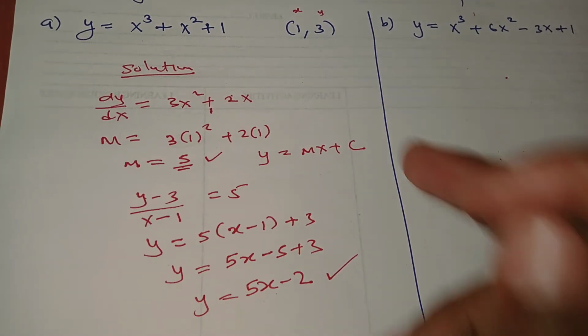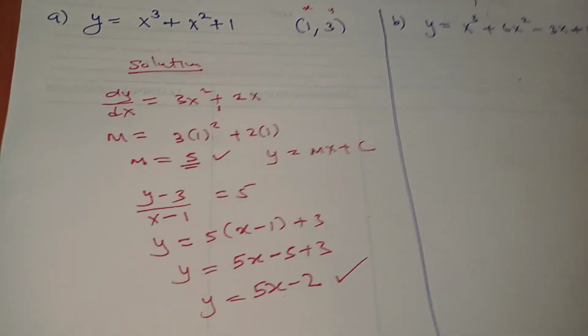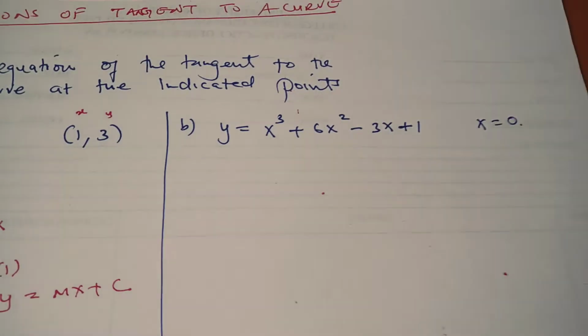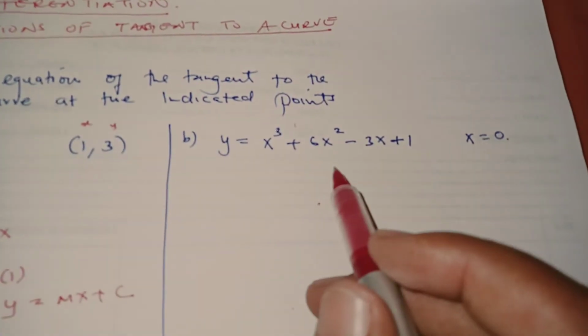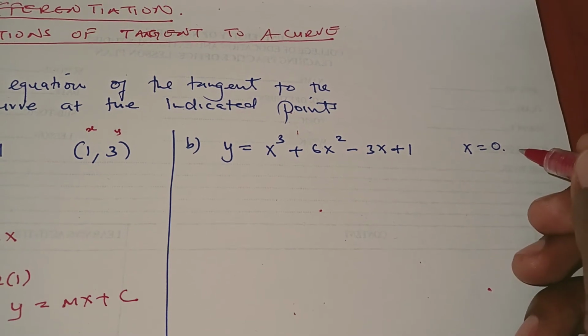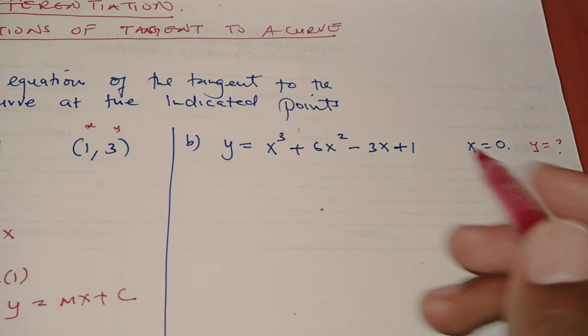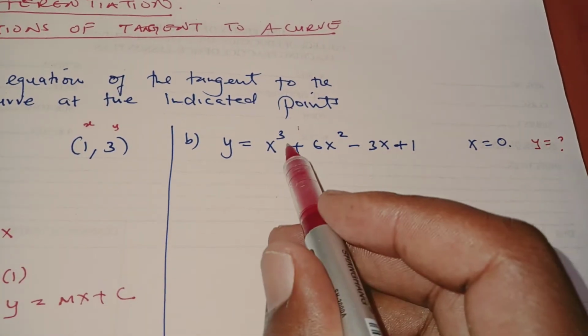You see, it matches the equation of a straight line. Okay, so second one, part B says y is equals to x cubed plus 6x squared minus 3x plus 1 at a point x equals to 0. So you notice here y is missing, so we are going to determine the value of y by substituting x equals to 0 in here.